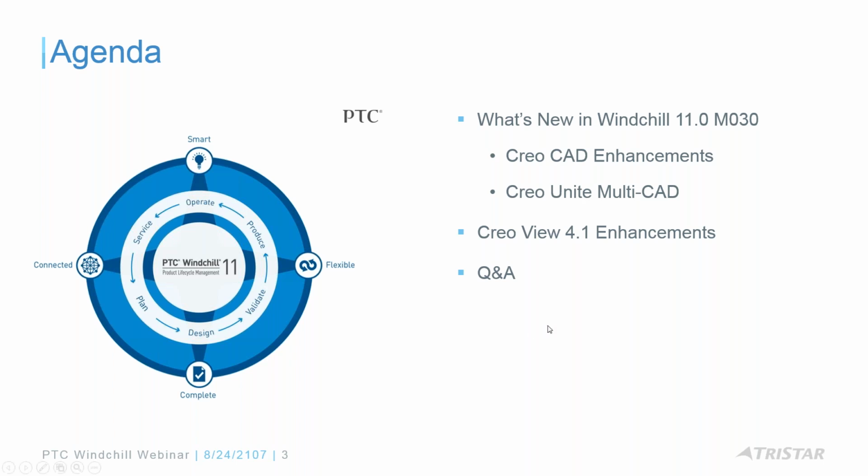We're also going to take a look at some of the enhancements in the Windchill viewer called Creo View. Right now it's at a 4.1 release with M030. PTC is moving away from the maintenance releases for Creo View, so any new maintenance release is going to be a dot release. So the next one is going to be potentially 4.2, 4.3, or 5.0, 5.1, and so on, similar to some of the other products. So let's get into the presentation.